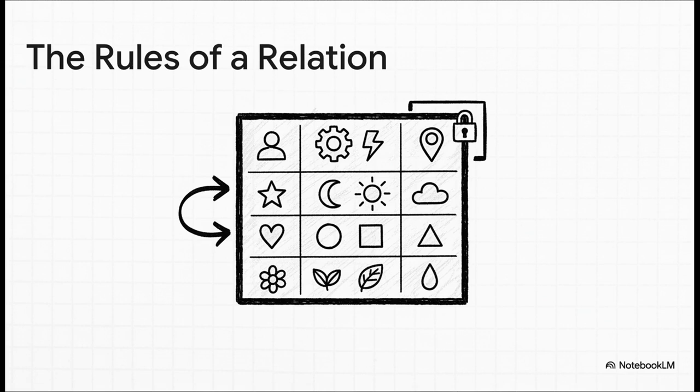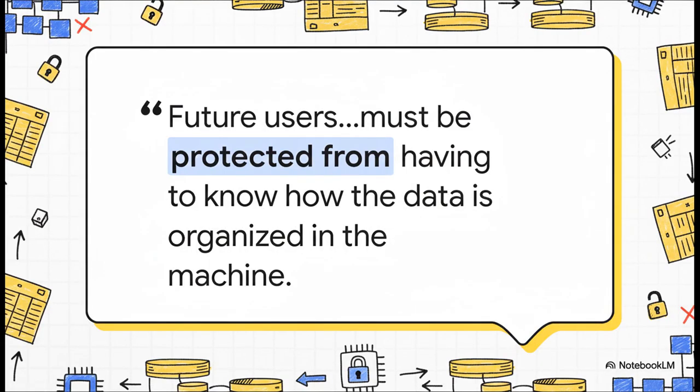It's this beautiful simplicity that made it so incredibly powerful and flexible. And all of this was serving Codd's central mission. He called it data independence. He wrote, and this is so key, "future users must be protected from having to know how the data is organized in the machine." In other words, a programmer should be able to just ask for information without having a clue how it's physically stored on some disk drive somewhere. He wanted to completely separate the question from the storage.